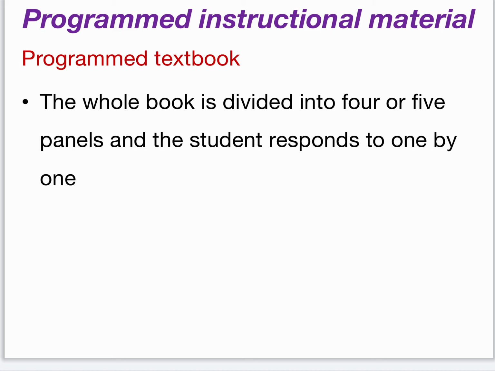The next material is programmed textbook. Here the whole book is divided into 4 or 5 panels and the student responds to one by one. It is basically the same as scrambled textbook. Here the whole content is divided into 4 or 5 panels. After each panel they will have a test and the student has to respond to each panel one by one.